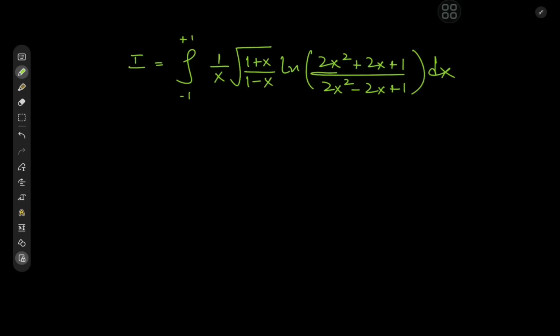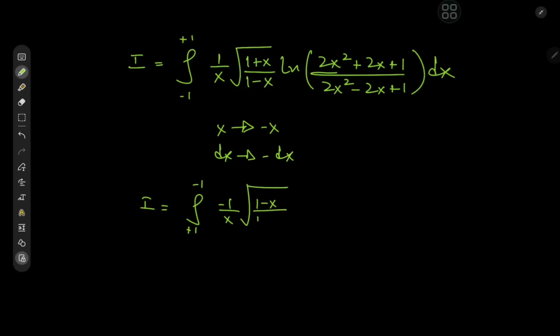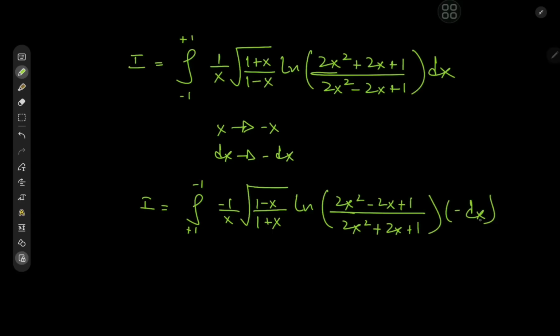So we're integrating from negative to positive 1, so we might as well try what happens when we take x to the negative x world. That takes dx to negative dx. So I is now the integral from positive 1 to negative 1 of negative 1 by x times root 1 minus x divided by 1 plus x times the logarithm of 2x squared minus 2x plus 1 divided by 2x squared plus 2x plus 1, and we have another negative sign with the dx.